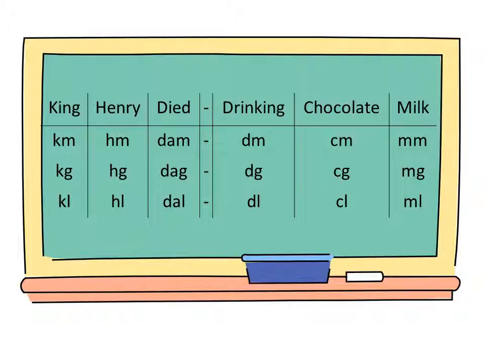The D in died represents deca, decameters, decagrams, decaliters. The D in drinking stands for deci, decimeters, decigrams, and deciliters. Chocolate stands for centi, centimeters, centigrams, and centiliters. Milk represents milli, millimeters, milligrams, and milliliters.